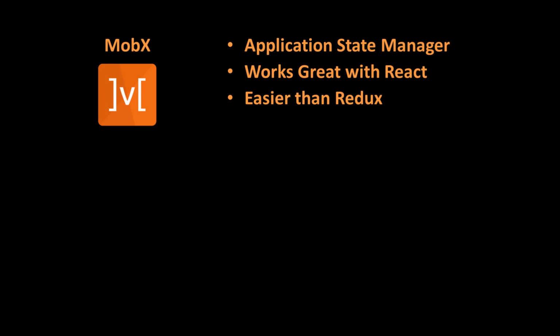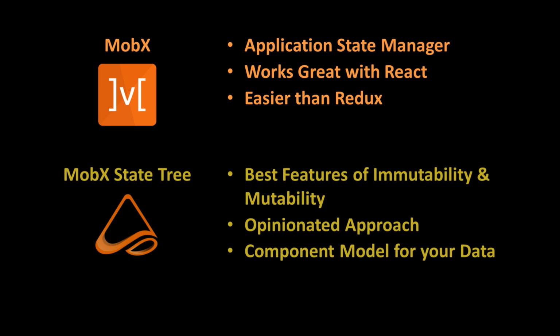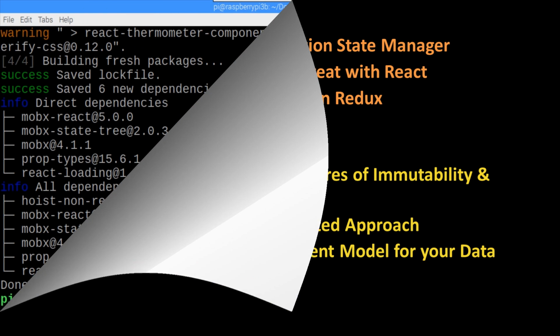MobX is an application state manager which can be used with React. I find it much more intuitive than Redux, and it doesn't require copious boilerplate. MobX state tree builds on MobX and provides a container that leverages the best features of immutability and mutability in a very opinionated approach. It lets you create a component model for your data. It's basically a library that helps you organize your application state. Don't worry if that sounds vague or meaningless. It's really not that complicated, but I think you do have to see code to understand, and all the code in this video will be available online.